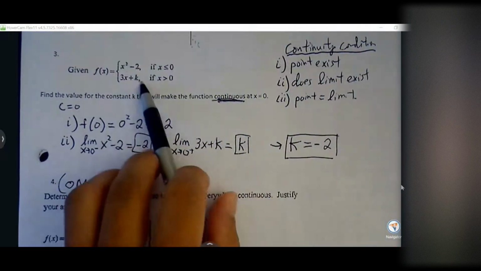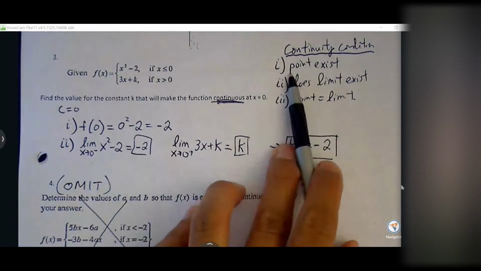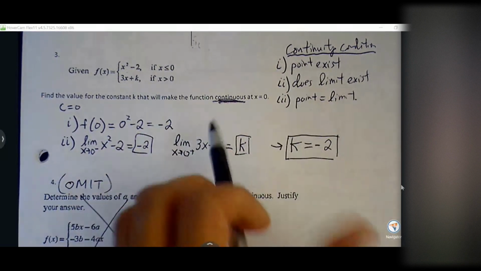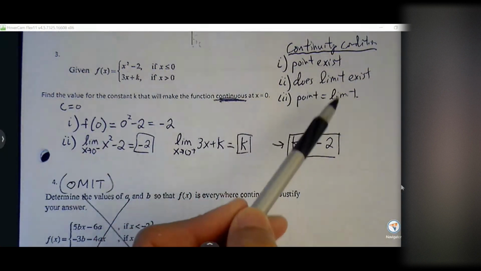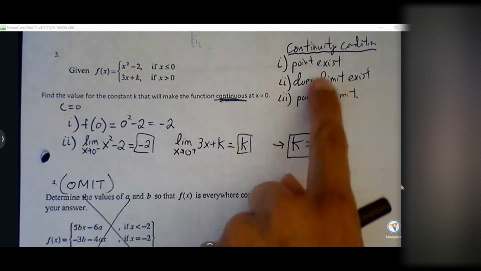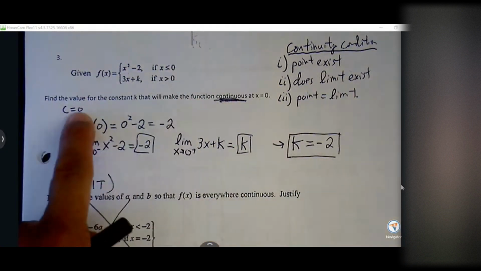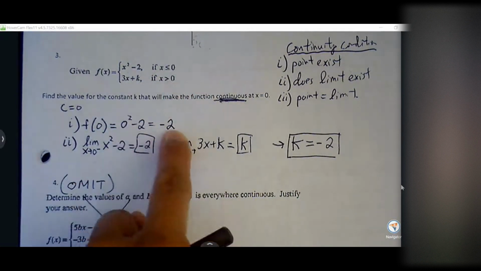So we're just trying to figure out what is the k value that will allow all 3 conditions to pass. If we step through each condition, we should be able to figure out what the k value must be to allow each condition to pass. So the first, does the point exist? We know that our c value is 0. So we insert 0 into the first piecewise function, and that gets us -2.